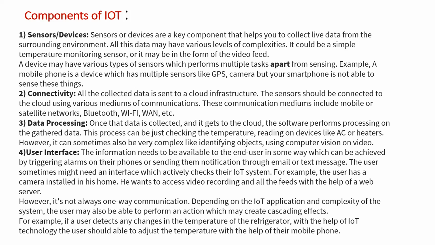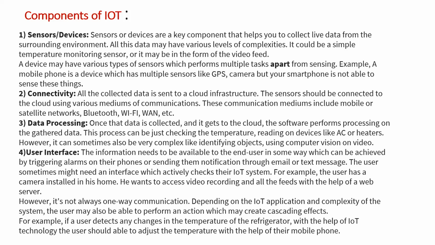Okay, so this may be one-way communication, this may be two-way communication, mostly two-way communication, and depending on the application and complexity of the system, the user is also able to perform certain actions here, and this is going to produce what is called a cascading effect. Okay, so this is the advantage of the Internet of Things.